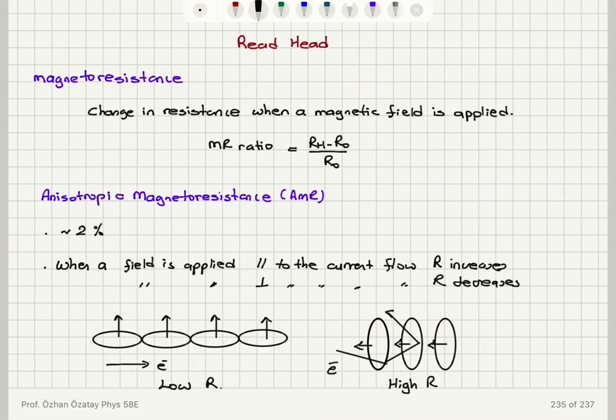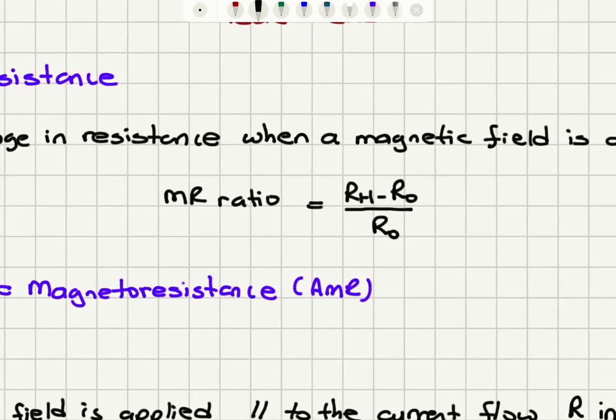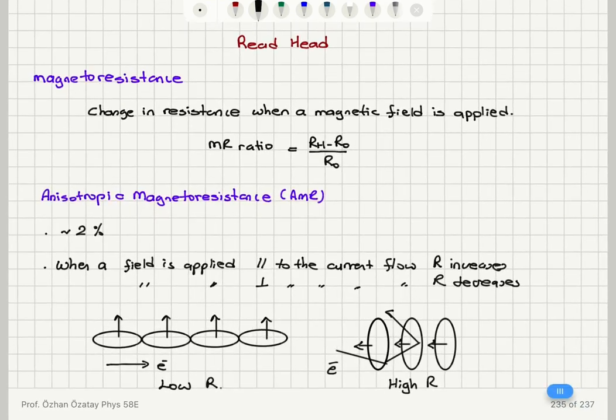On the other hand, for read heads, we use the magnetoresistance. Magnetoresistance is defined as the change in resistance when a magnetic field is applied. So you can see here the MR ratio is the resistance with the magnetic field minus the resistance with zero magnetic field, divided by the resistance with zero magnetic field.